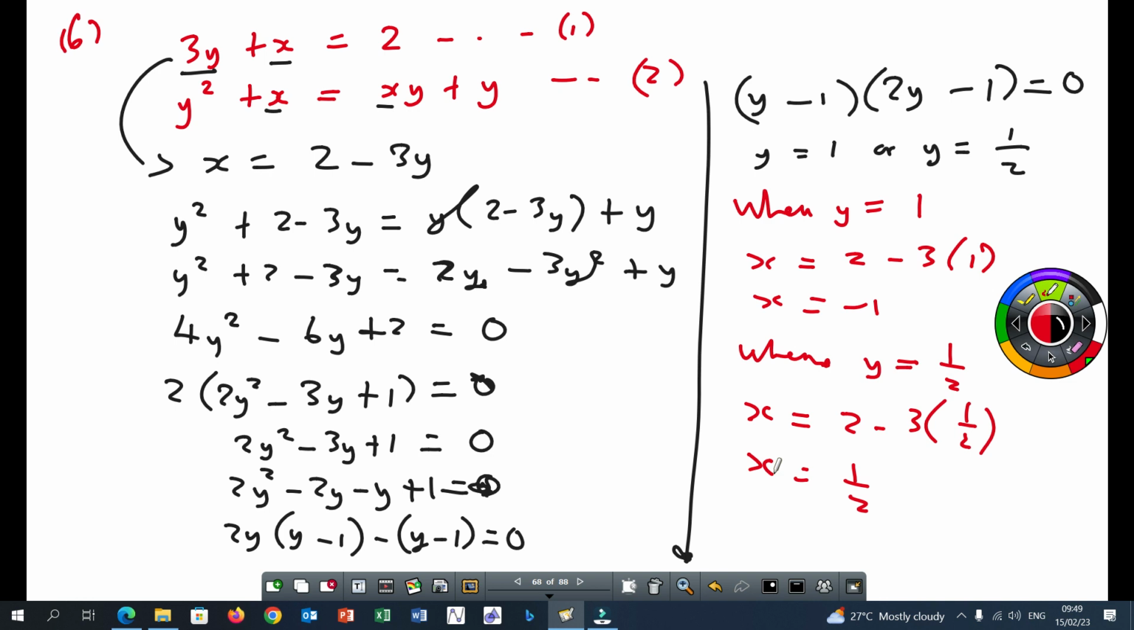Okay. But it's quite interesting, right? So my x values are minus 1 and a half. My y values are 1 and positive a half. Yes. All right.